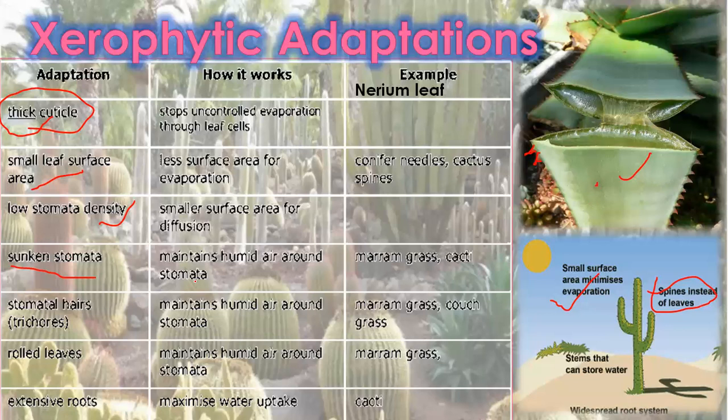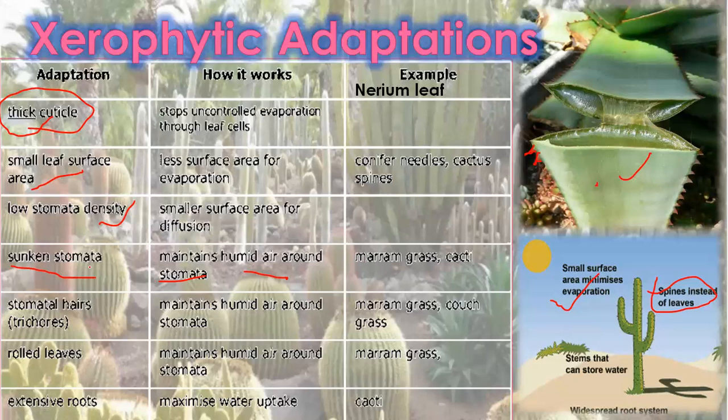Then its very important function is that it maintains humid air around the stomata, because when the stomata is on the lower epidermis or upper epidermis, what happens when the warm wind blows from there? It just sucks up more water and there is more evaporation, and the plant can even die due to dehydration.